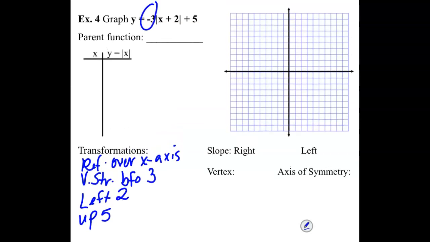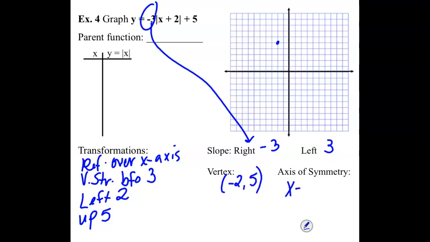So again, looking at our equation, this right here is your answer, right? That negative 3 is going to be the slope on the right side, which means the left side will have a slope of positive 3. Our left, right, up, down moves affect our vertex. So from the origin, if we go left 2 and up 5, what are the coordinates of that point? Axis of symmetry then would be x equaling negative 2.